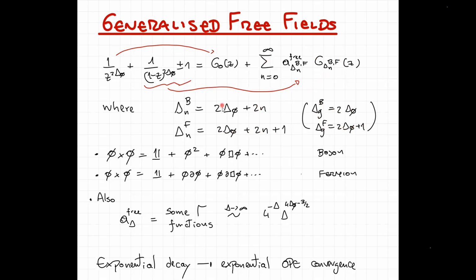So what is the meaning of these dimensions? The meaning is that these are simply the fields which appear in the OPE of phi with itself. For the boson, since this is basically a free theory, the fields which appear are the identity, then phi squared, whose dimension will be 2 delta phi, and then phi box phi, so the dimension will be 2 delta phi plus 2, and so on. For the fermion it is the same, but since it's an anti-commuting variable, you have to add an extra derivative. And so this is why you get this one here.